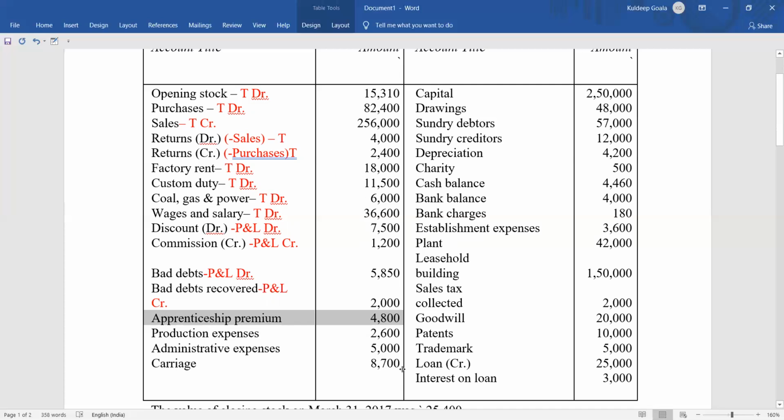This apprenticeship premium, we can directly treat it. So what does apprenticeship premium mean? It is the amount of money that you are generating by providing training to one of the employees who have come to your business to learn the activities. Okay, they come to learn. For example, if you want to learn tailoring, you can go and work with a tailor, and you can pay him a nominal amount of fees.